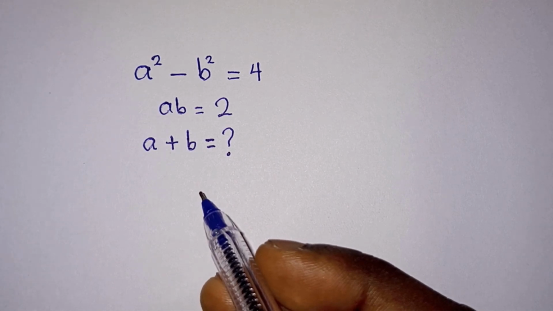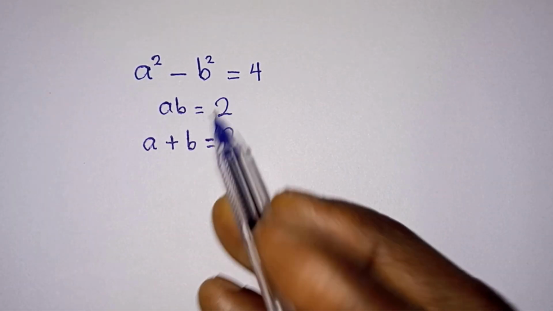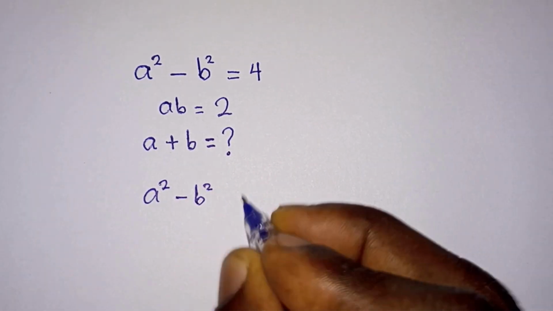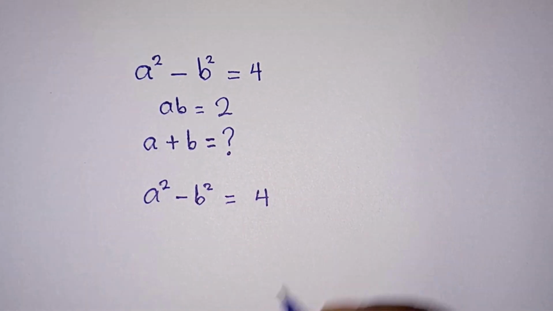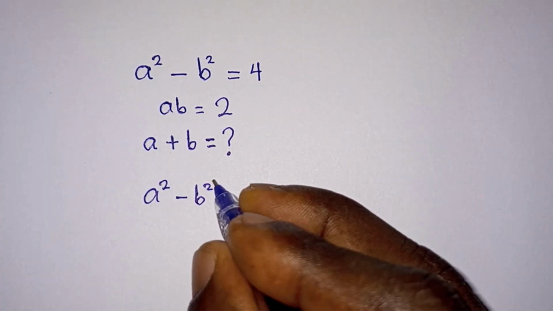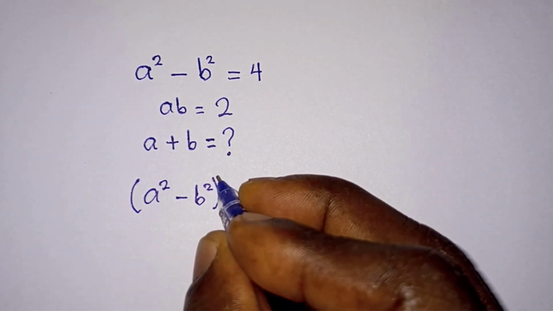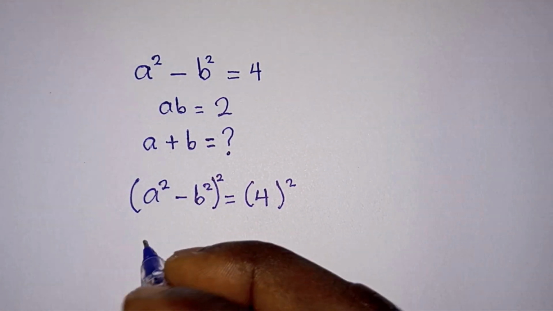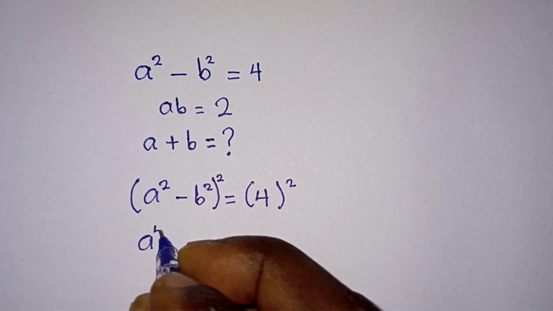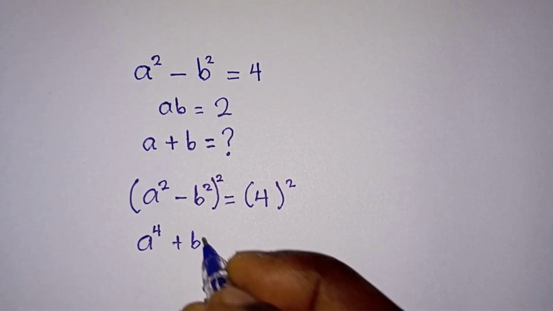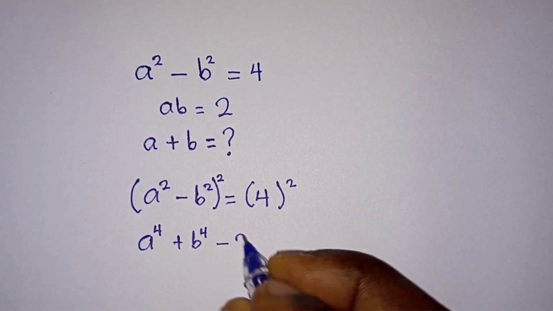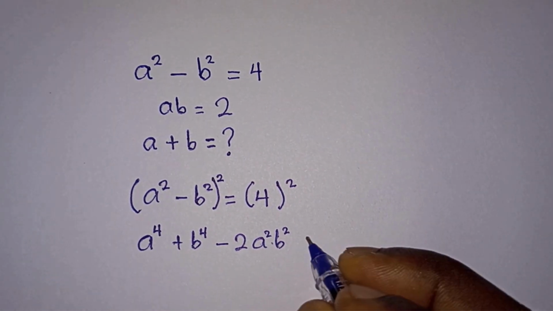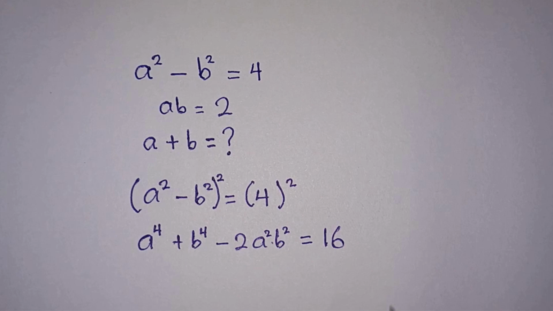Now let's get started. First, let's pay attention to this first equation. We have a to the second power minus b to the second power is equal to 4. From here, let's raise each side of this equation to the second power. So if we expand the left-hand side, we have a to the fourth power plus b to the fourth power minus 2 times a squared times b squared. And this is equal to 16.